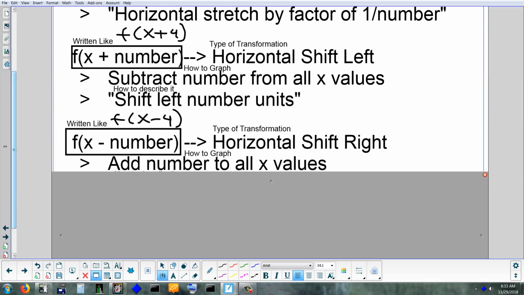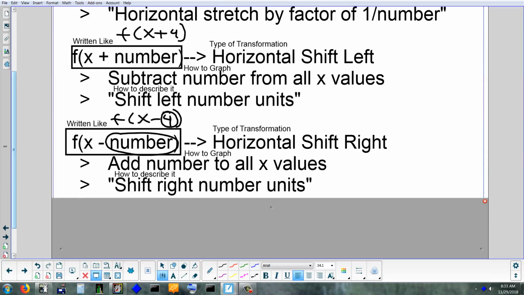All right, so if you're going to graph it, you're going to look at your original coordinates, and you're going to add a number to all the x's. What number are you going to add? Whatever number is right there. So in this case, add 4. Okay, and this one's pretty straightforward. Again, like the last one, how you pronounce it or say it to someone. You just say shift right 5 units or move right 2 units.